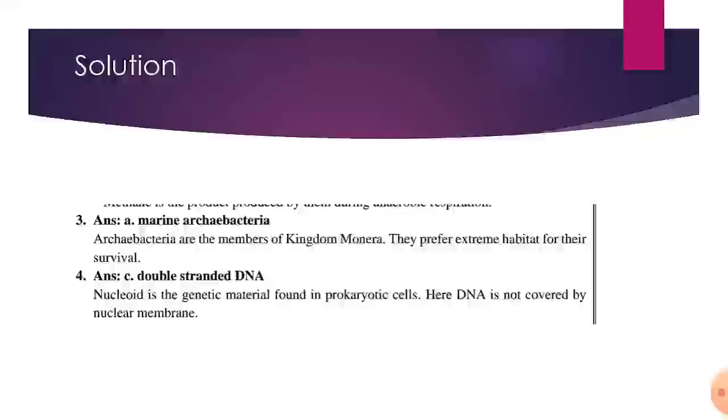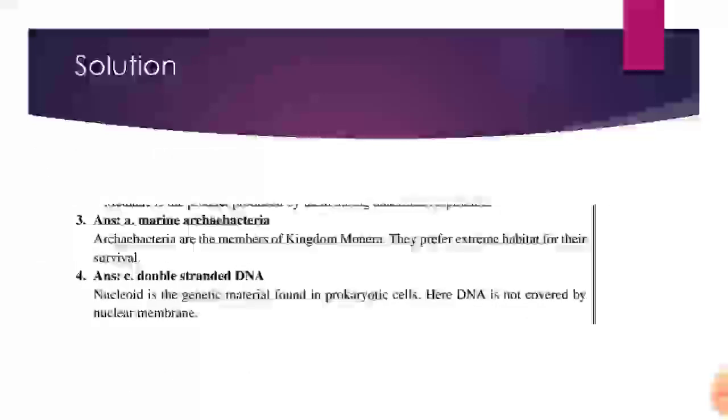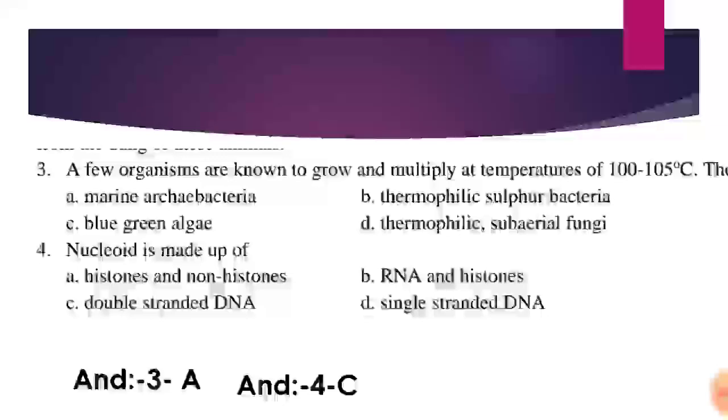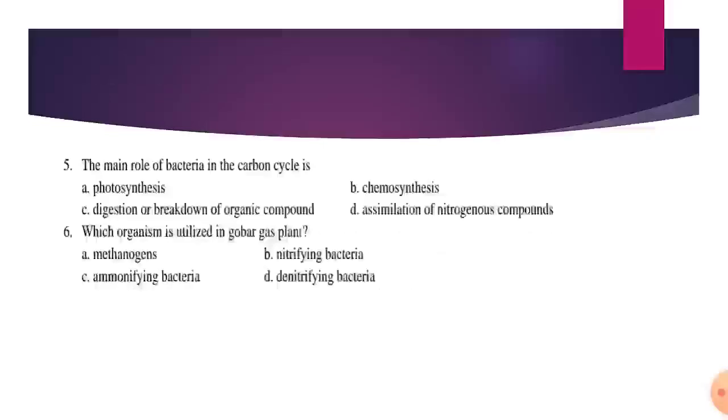Here is the explanation for question 3 and question 4. Few organisms are known to grow and multiply at temperatures of 100 to 105 degrees Celsius because archaebacteria are members of kingdom Monera. They prefer extreme habitats for their survival. Nucleoid is made up of double-stranded DNA because nucleoid is the genetic material found in prokaryotic cells. Here, DNA is not covered by a nuclear membrane.